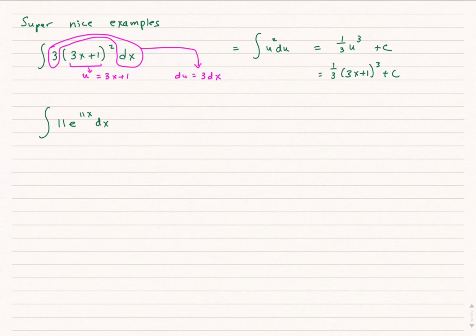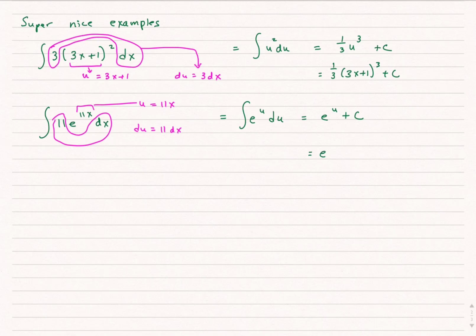Here's another really nice example. My inner function is going to be 11x, and when I take the derivative of u with respect to x, I get 11 dx, which again is right there and nothing else. I simply rewrite this as the integral of e to the u du, and the integral of e to the u du is simply e to the u plus c. Again, I cannot forget to put this back in terms of x, and that's my final answer. They're not all this nice, however.